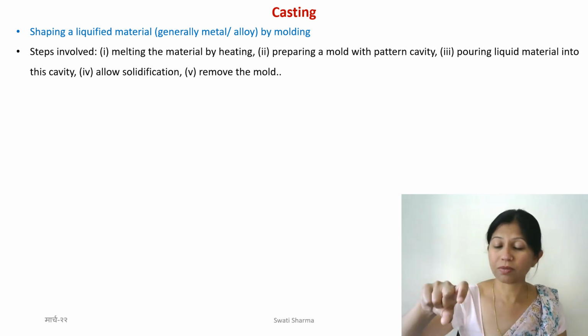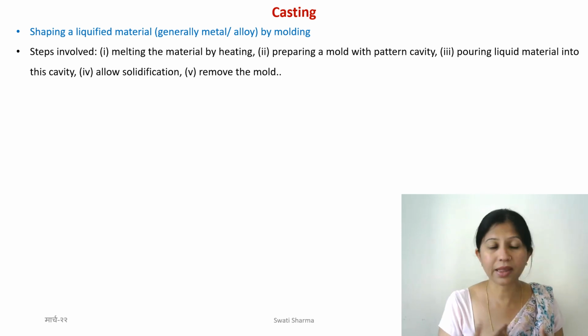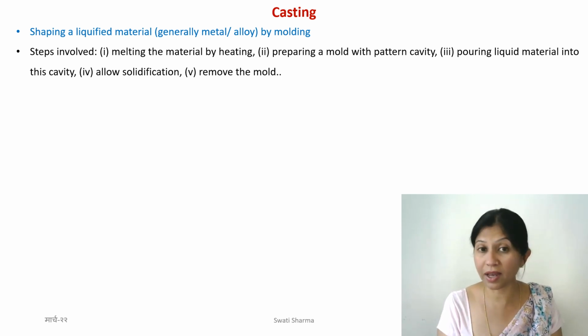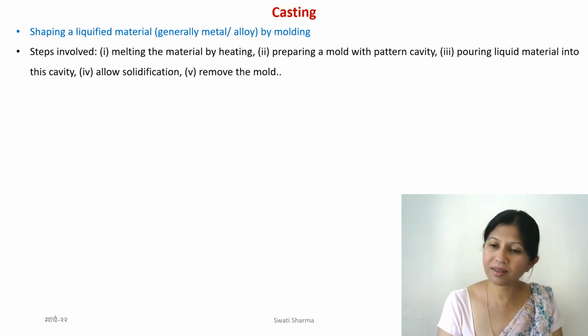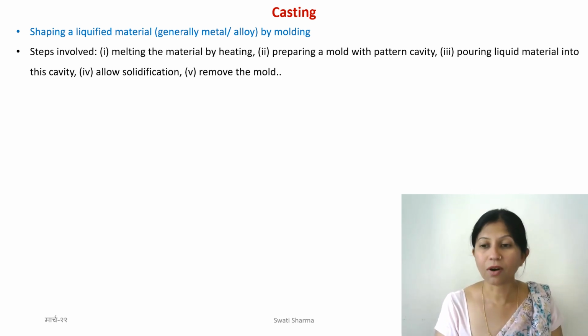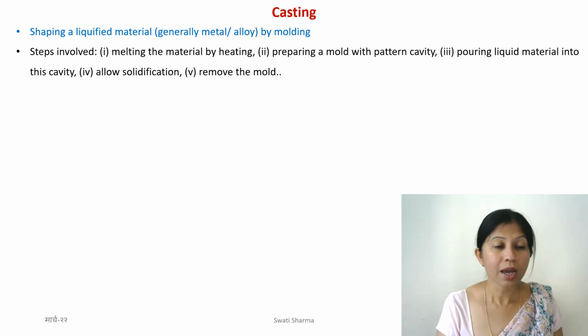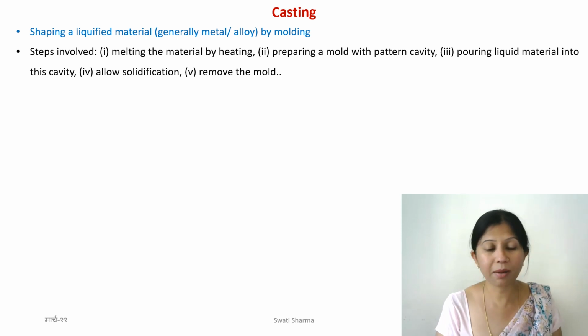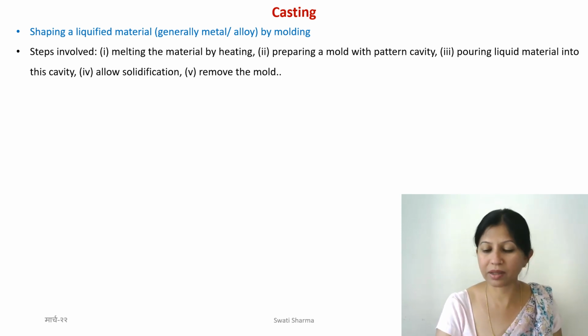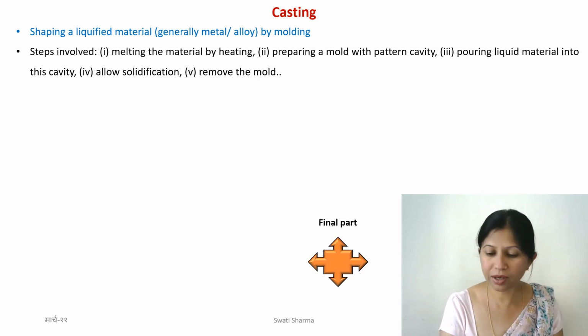Then you pour the liquid metal into it, and then of course you let it solidify, and then you remove the mold, get rid of the mold. These are the steps involved in the casting process. But this is something in the simplest terms I have mentioned, and there may be some technical aspects that we are going to learn in this lecture. So here is what I have just said.